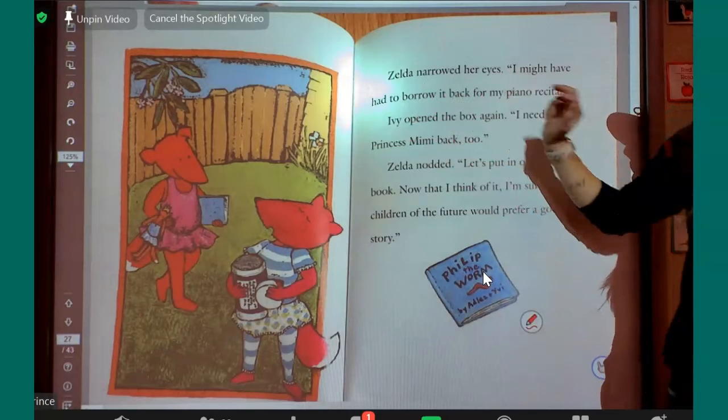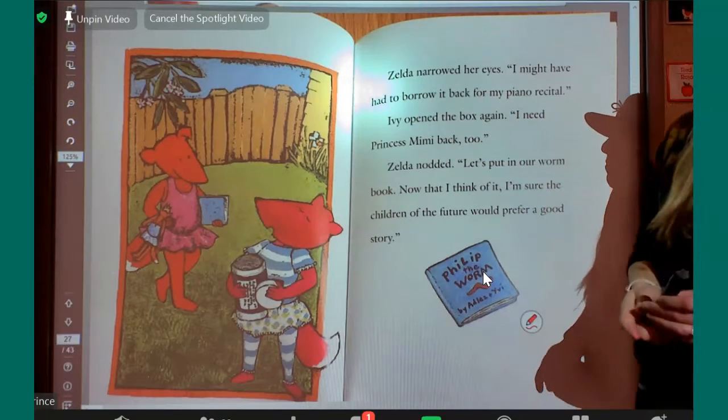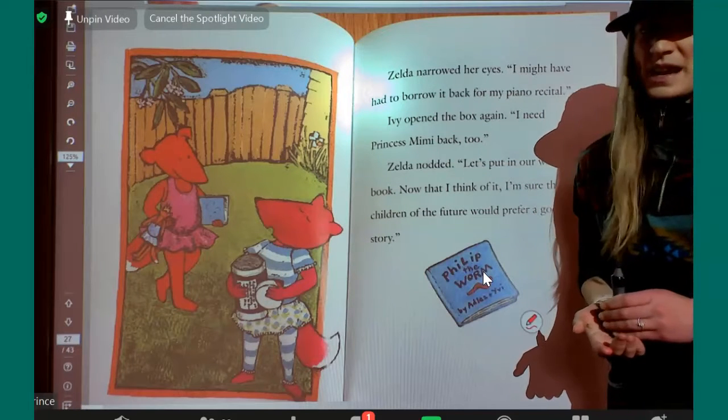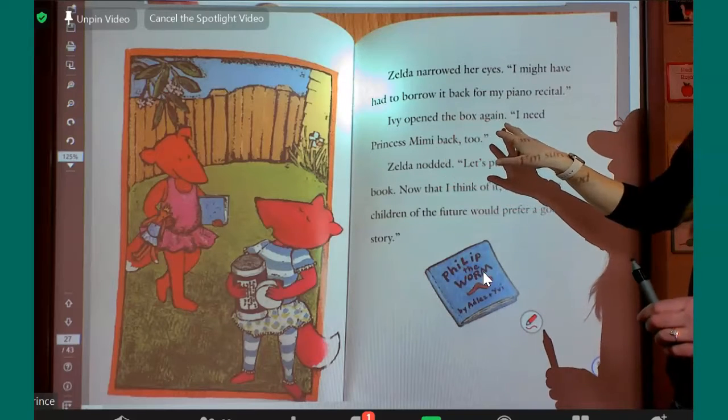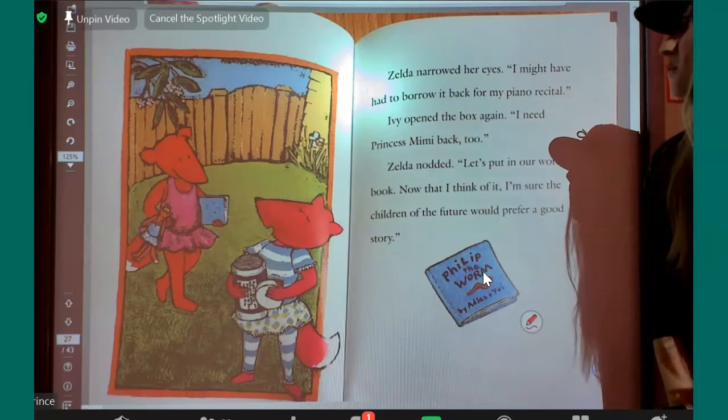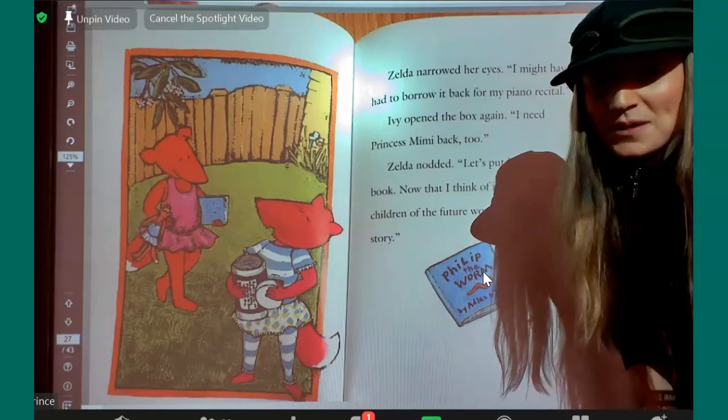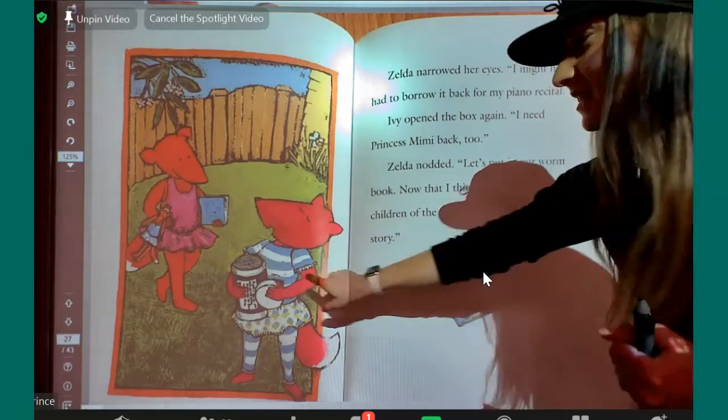Zelda narrowed her eyes. I might have had to borrow it back for my piano recital. Ivy opened the box again. I need to borrow Princess Mimi back too. So they're taking their items back out of the time capsule.